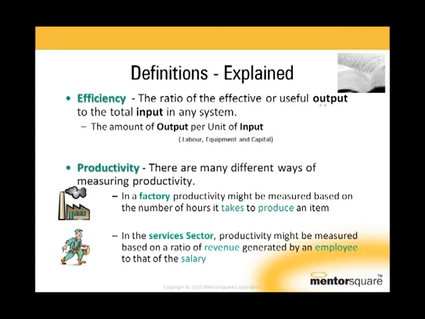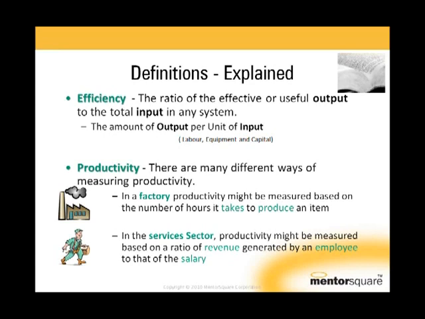When it comes to productivity, there are many different ways of measuring it. So let's look at a factory and a services sector. In a factory environment, productivity is measured based on the number of hours it takes to produce an item or a good or a product. Whereas in the services sector, typically it's a service that is given by an employee, which is measured in terms of the revenue generated against the compensation of a particular employee or an operator. So these are two areas, but of course there could be different definitions based on the industry that you people are coming in with.